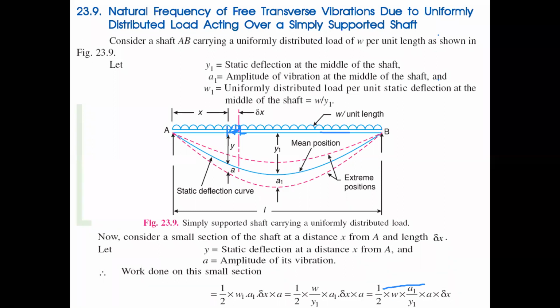1 by 2 into W into A1 by Y1 into A into delta X. Just simplifying the equation. So what is the work done here? Work done value, that is simplifying the equation. That is the force into distance. So the force value is here. What is the force? That means the load, mainly to take the load, that has been taken here.